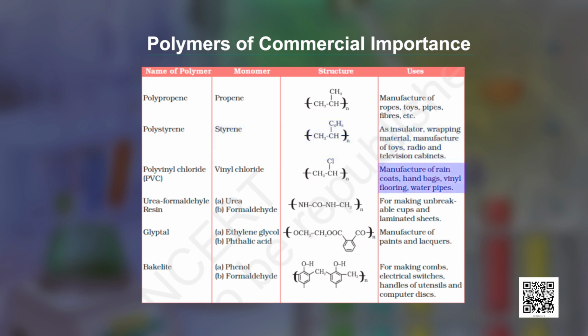Polyvinyl chloride, that is used in the manufacturing of raincoats, handbags, vinyl flooring, water pipes has vinyl chloride as a monomeric unit. For making unbreakable cups and laminated sheets, urea formaldehyde resin is used. This is a copolymer of urea and formaldehyde. Glyptal is a copolymer of ethylene glycol and phthalic acid and is used in the manufacturing of paints and lacquers.